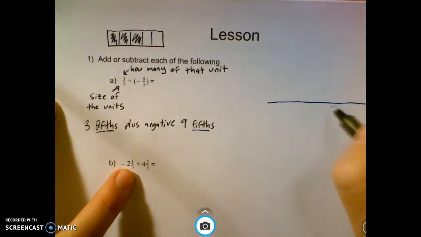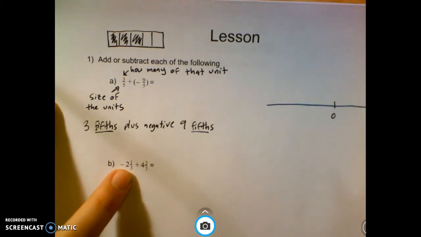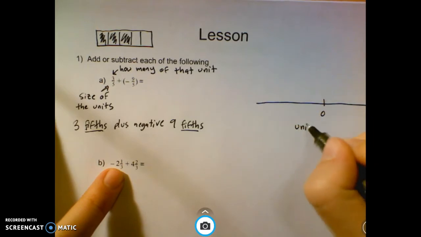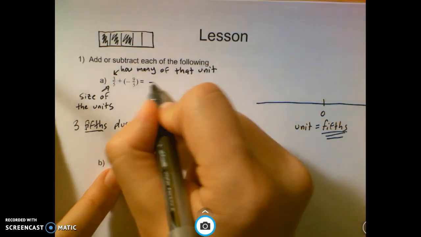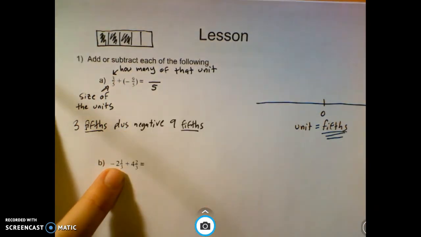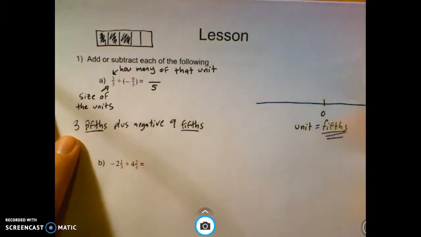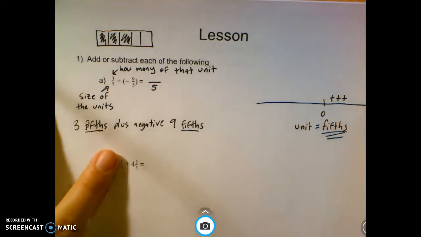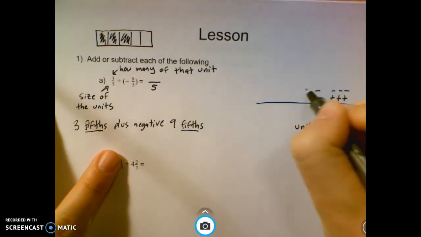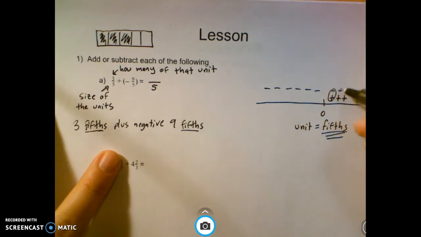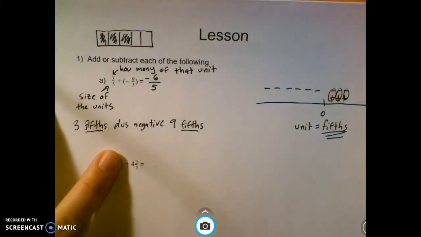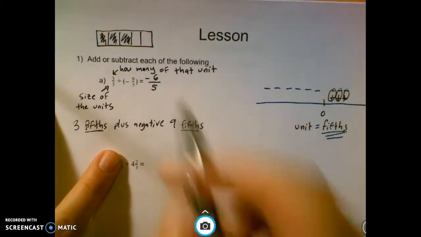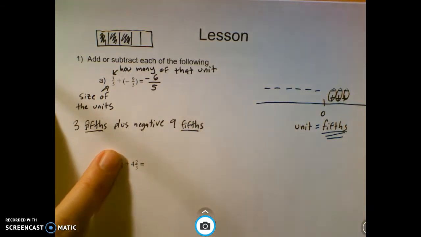That's just our normal number line right here, 0. The only thing that we have to add is saying what is our unit. Our unit is fifths. That means our answer is going to be like that with a denominator of 5. So I have 3 of them, 3 positives. I have 9 negatives. 1, 2, 3, 4, 5, 6. I have 6 negatives. What is the unit? I have fifths. So -6/5.